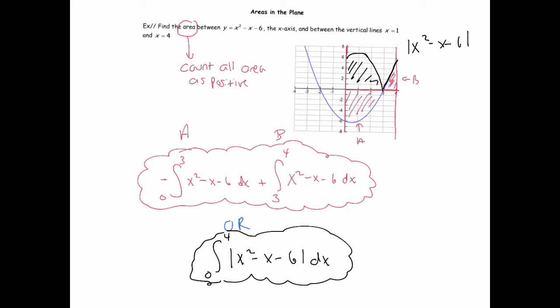It's not useful if you have to do it out by hand, because the antiderivative of absolute values is not something we know, and to evaluate it, you'd end up having to break it up anyway, even if you wrote this down. But these are both correct ways of representing that area.